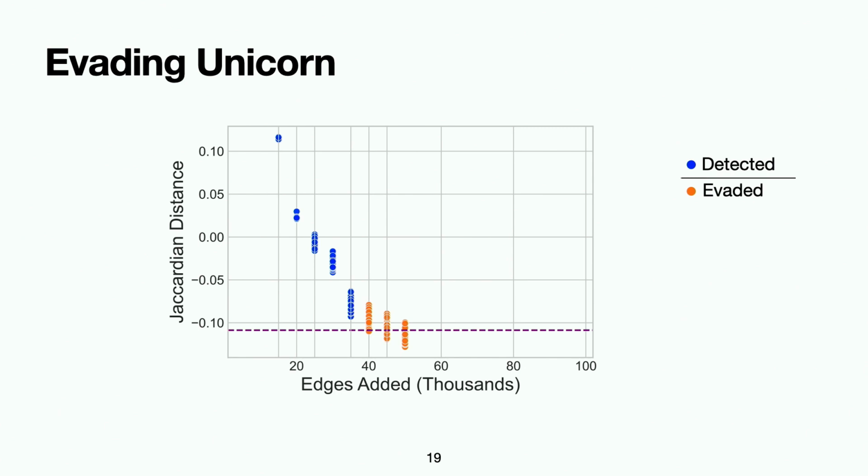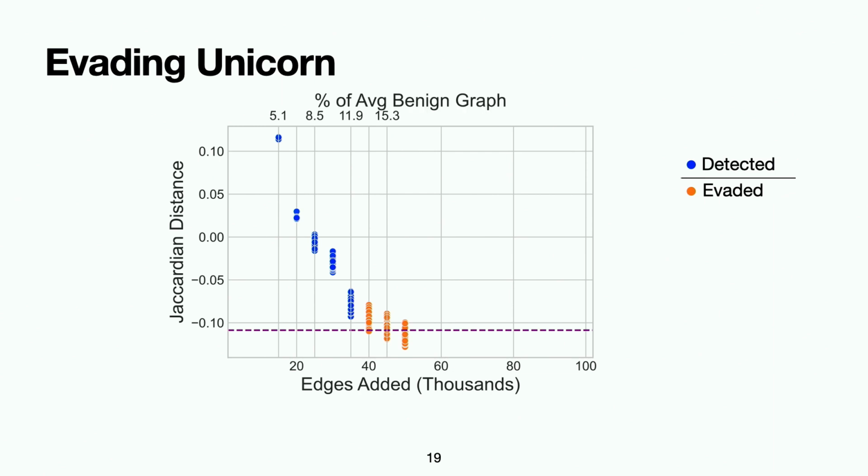In this graph, on the x-axis, we see the number of edges added by the attacker alongside the attack. And on the y-axis, we see the Jaccard distance. This is how Unicorn measures abnormality. The purple line represents the average distance to a benign cluster. So as the attacker adds more edges, we see that for all 100 graphs, it looks more benign to Unicorn, to the point where at 40,000 edges, we are getting full evasion.